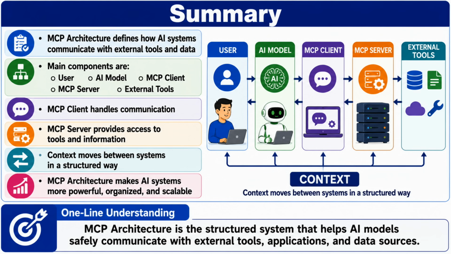Now we will see the summary. MCP architecture defines how AI systems communicate with external tools and data. Main components are user, AI model, MCP client, MCP server, and external tools. The MCP client handles communication. The MCP server provides access to tools and information. Context moves between systems in a structured way. MCP architecture makes AI systems more powerful, organized, and scalable.